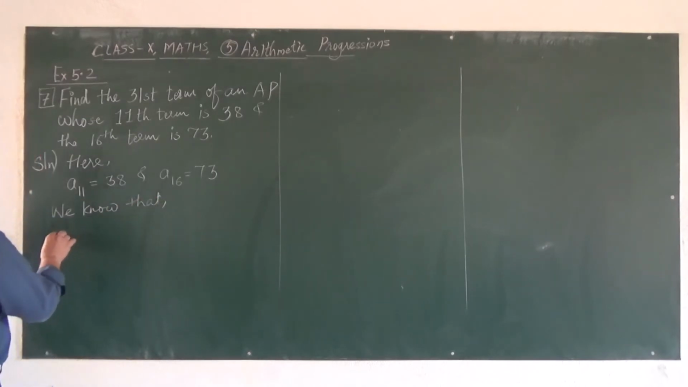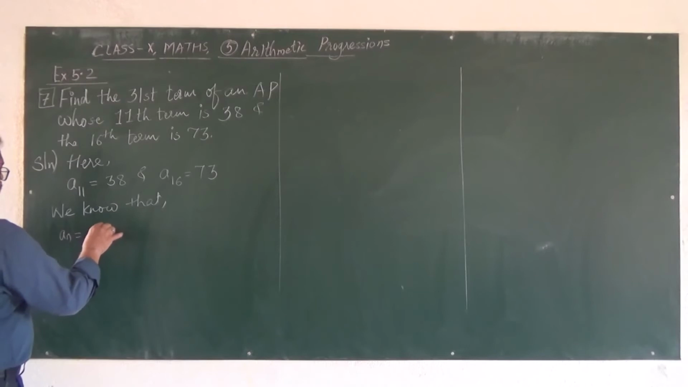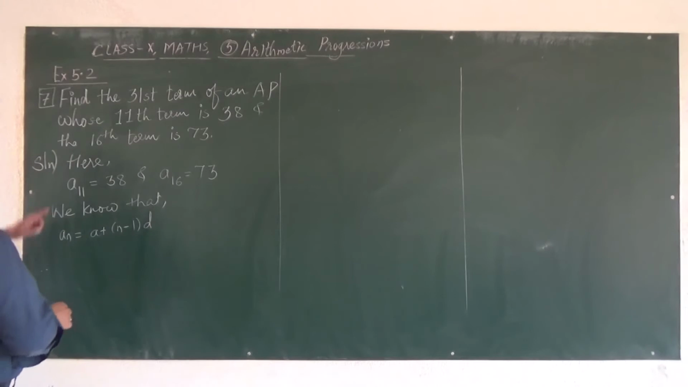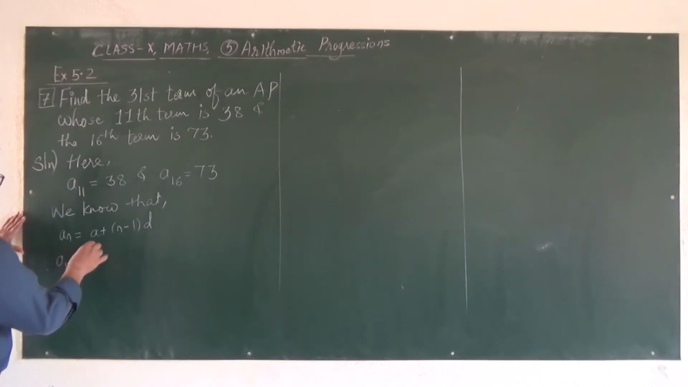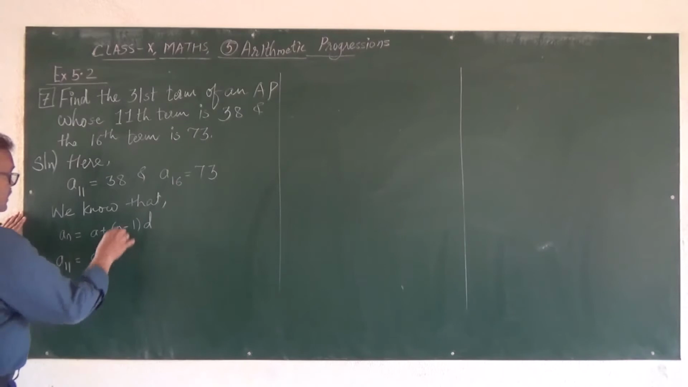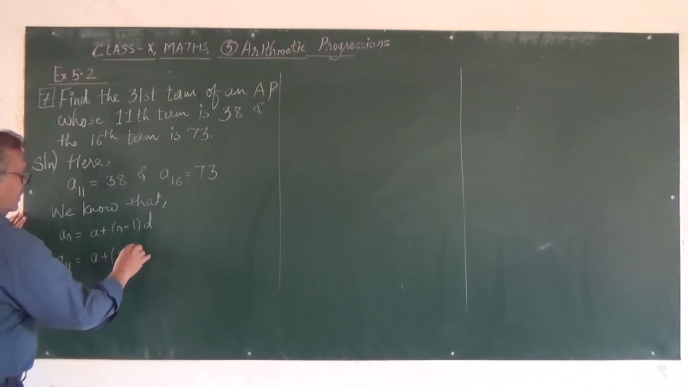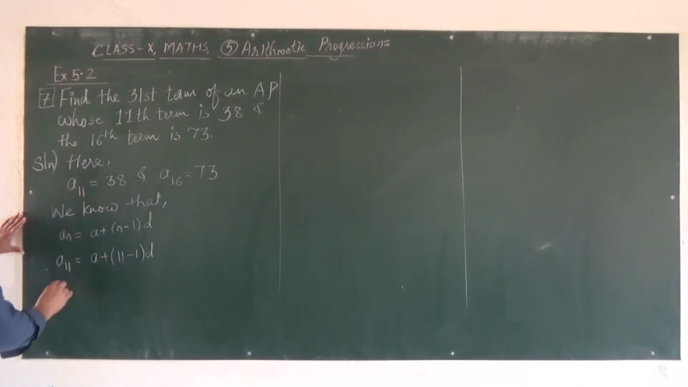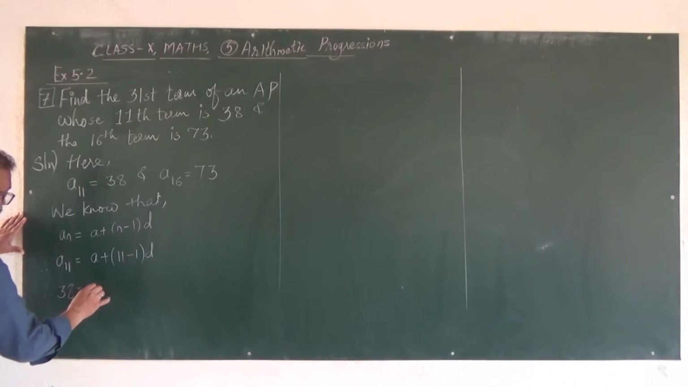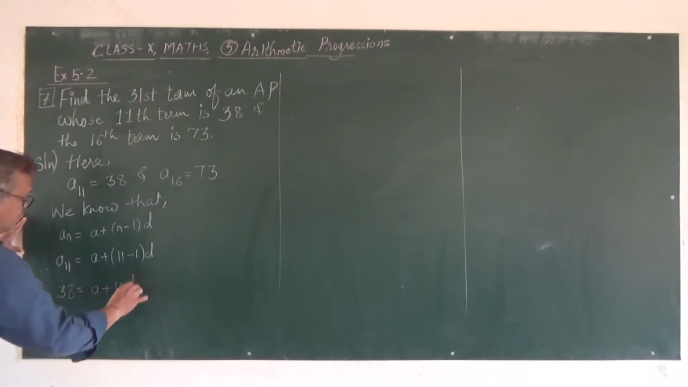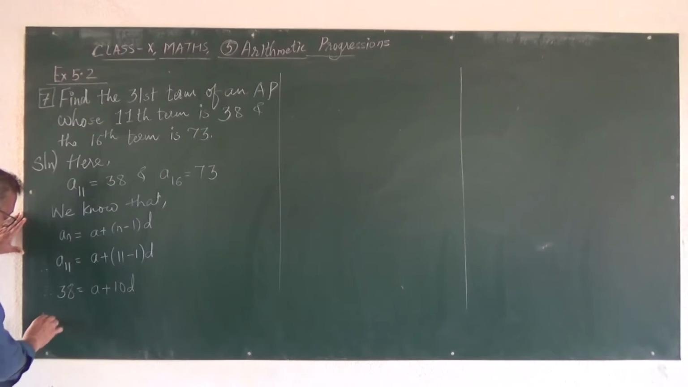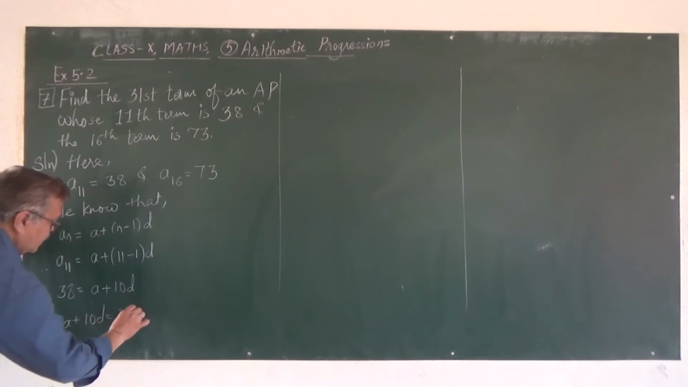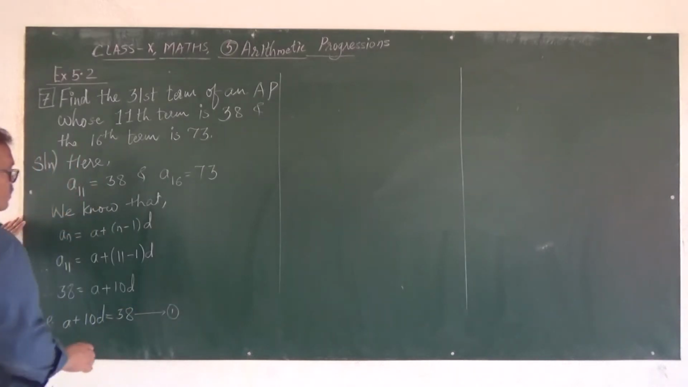We know that an is equal to a plus n minus 1 into d. So therefore for the 11th term, a11, a we don't know, n is 11, so 11 minus 1 into d. The value of the 11th term is 38. So 38 is equal to a plus 10d. That is, a plus 10d is equal to 38. We call this equation 1.